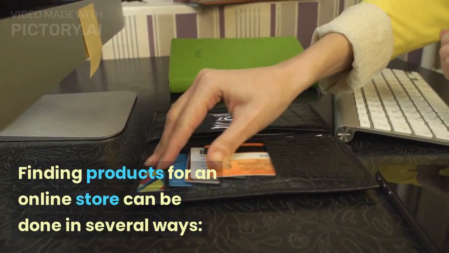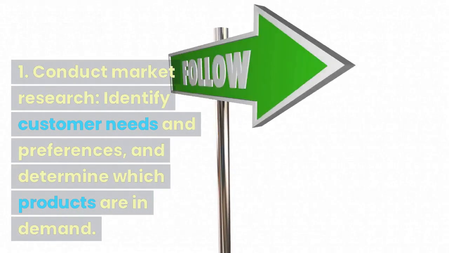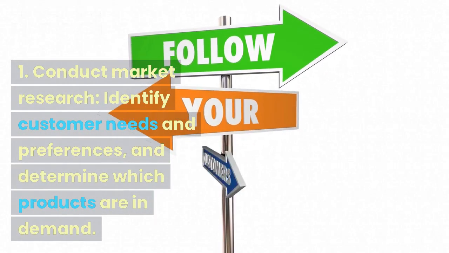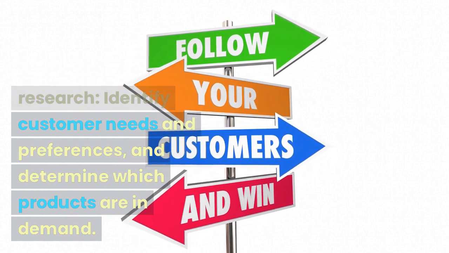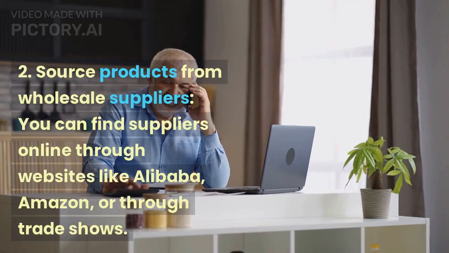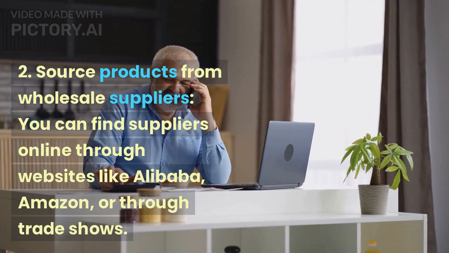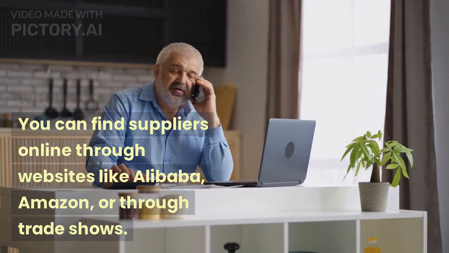Finding products for an online store can be done in several ways. 1. Conduct market research. Identify customer needs and preferences and determine which products are in demand. 2. Source products from wholesale suppliers. You can find suppliers online through websites like Alibaba, Amazon, or through trade shows.